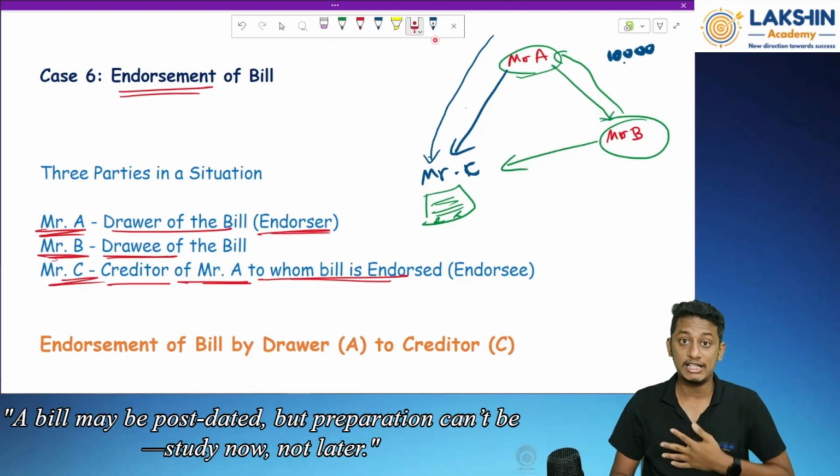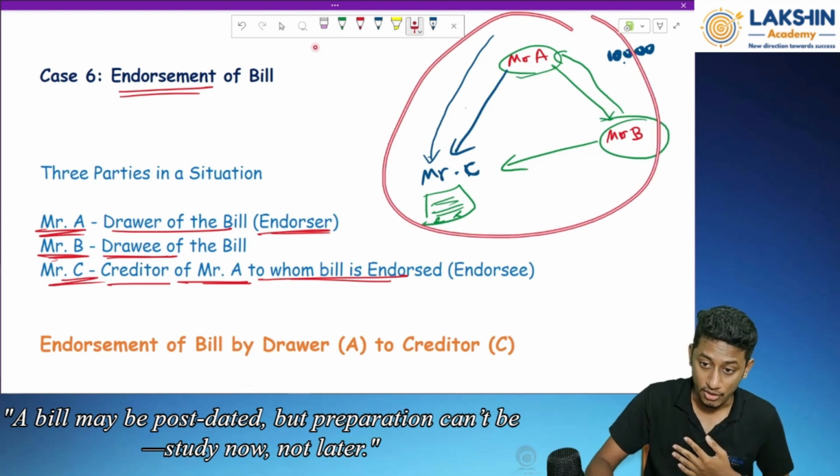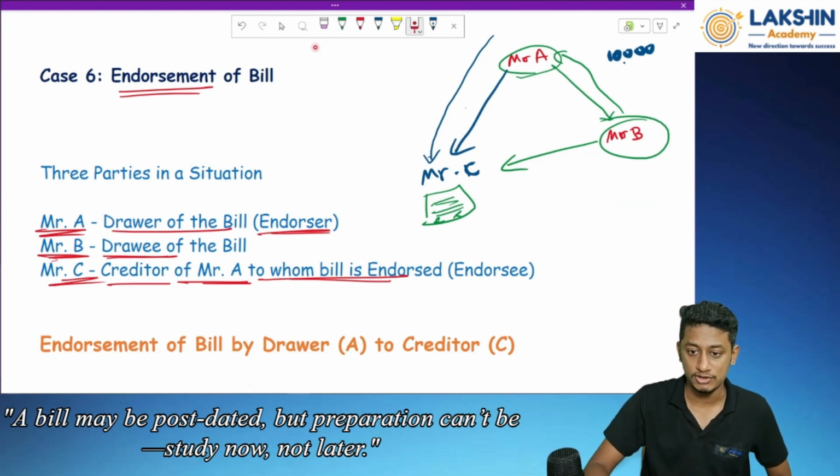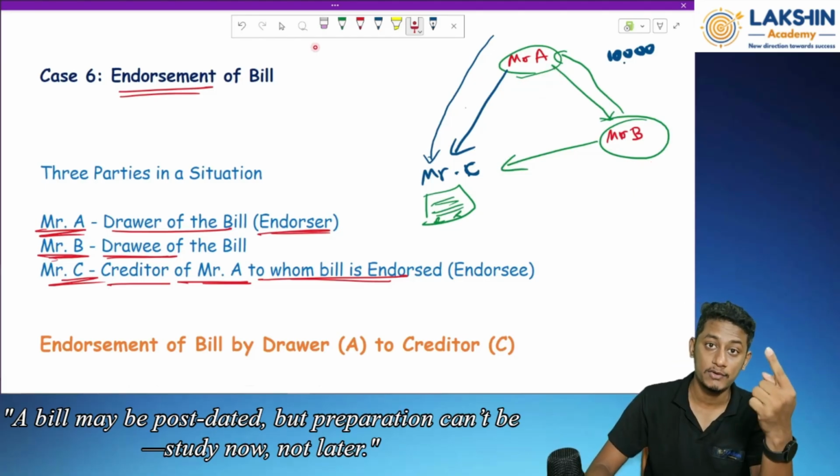Now what we need to do is pass the entries in all the books. Mr. A's books, Mr. B's books, Mr. C's books. See, generally in Mr. A's books the entry won't change. The only extra entry will be for the endorsement.